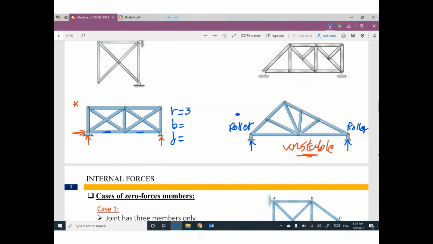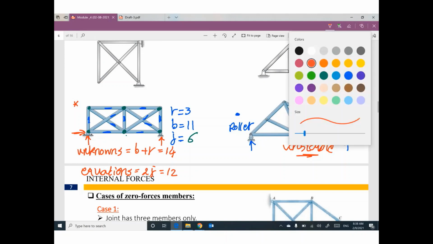1, 2, 3, 4, 5, 6, 7, 8, 9, 10, 11. So we have 11 members. How many joints do you have? 1, 2, 3, 4, 5, 6. We have 6 joints. So the number of unknowns, which is B plus R, equals 14. The number of equations, which is 2J, equals 12.